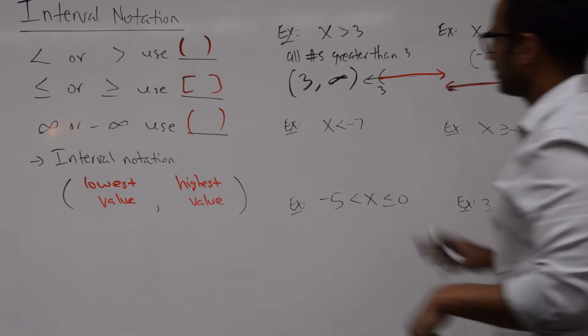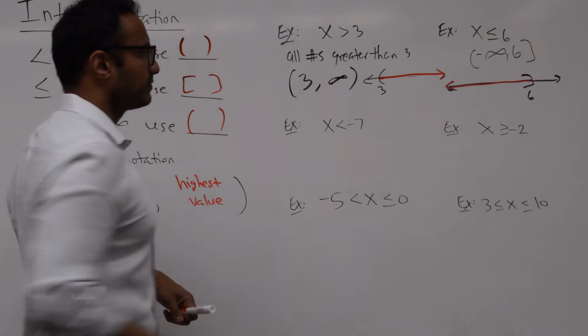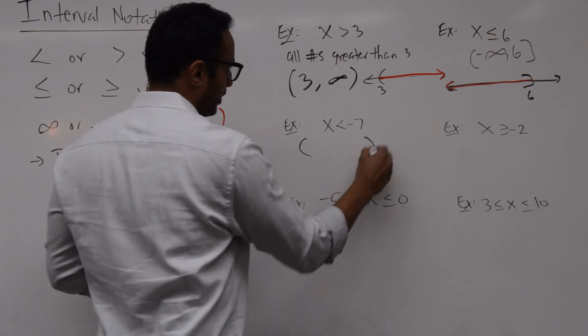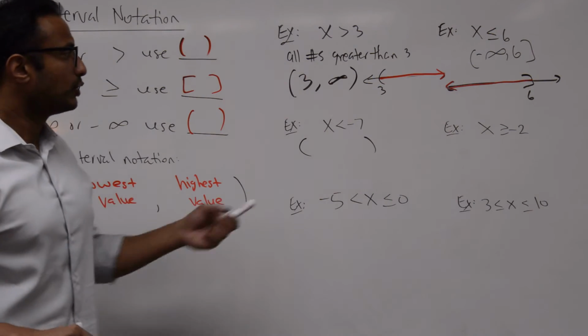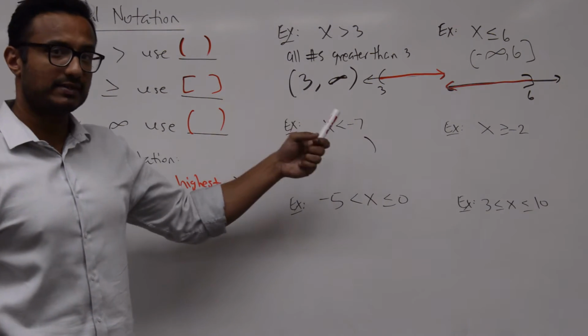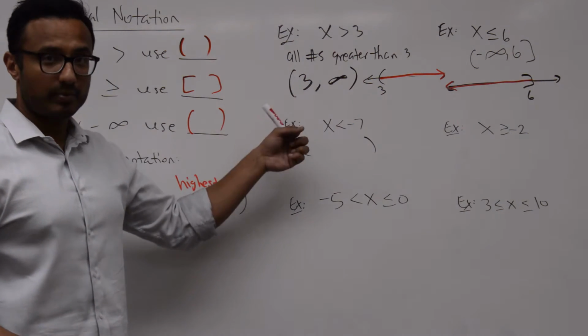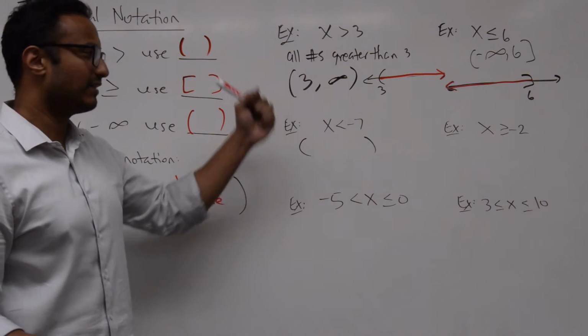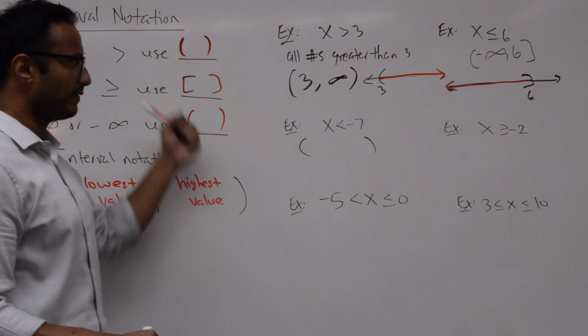Okay, now the next one, let's just kind of do it. x less than negative 7. So what does that look like? You want the lowest value and the highest value. You want all the numbers that are less than negative 7: negative 7.1, negative 7.2, negative 8, negative 9, negative 10, negative 11, negative 12.